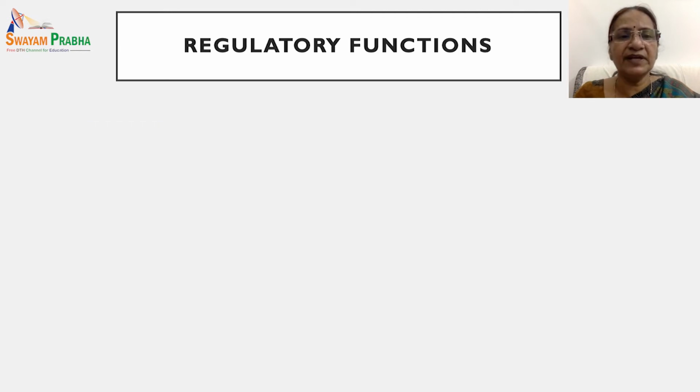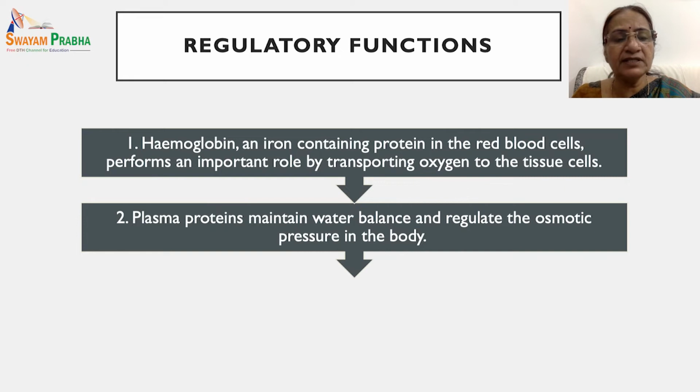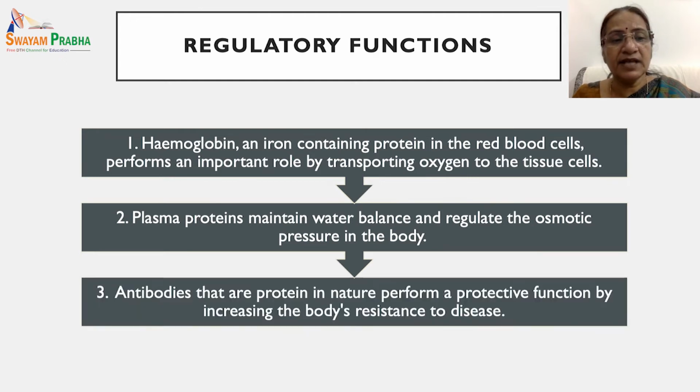Now, some of the regulatory functions are as follows. First, hemoglobin, an iron containing protein in the red blood cells, performs an important role by transporting oxygen to the tissue cells. Second, plasma proteins maintain water balance and regulate the osmotic pressure in the body. Third, antibodies that are protein in nature perform a protective function by increasing the body's resistance to disease.